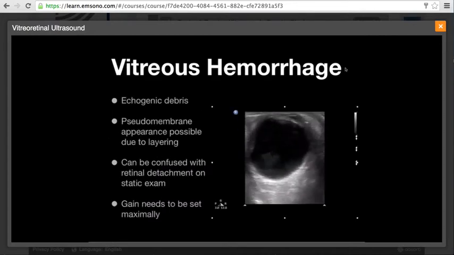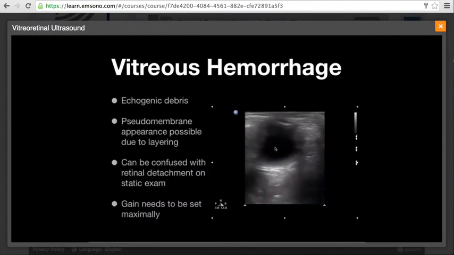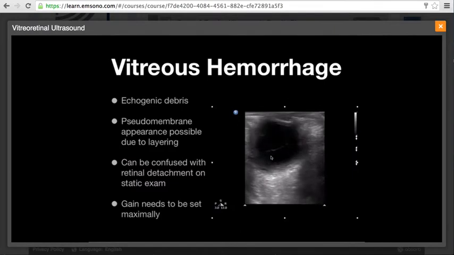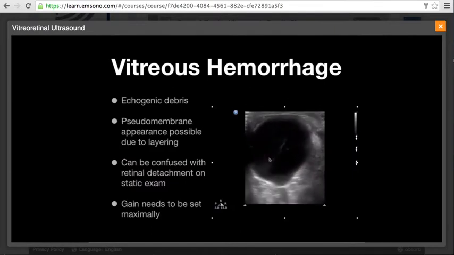Vitreous hemorrhage will appear sonographically as echogenic debris within the posterior chamber. Here you can see kind of a lacy, web-like fill-in within the posterior chamber here due to vitreous hemorrhage. It can be confused with retinal detachment on a static exam because frequently it can layer posteriorly.